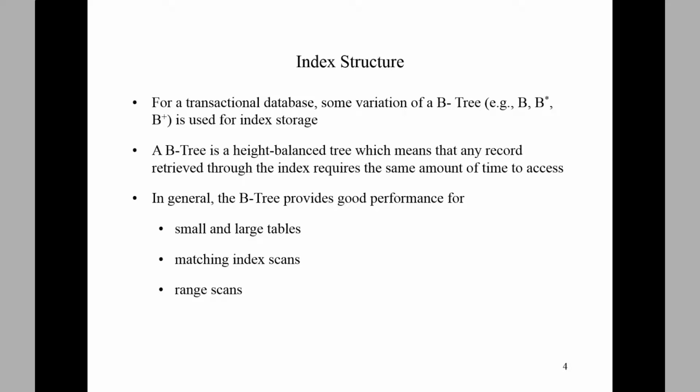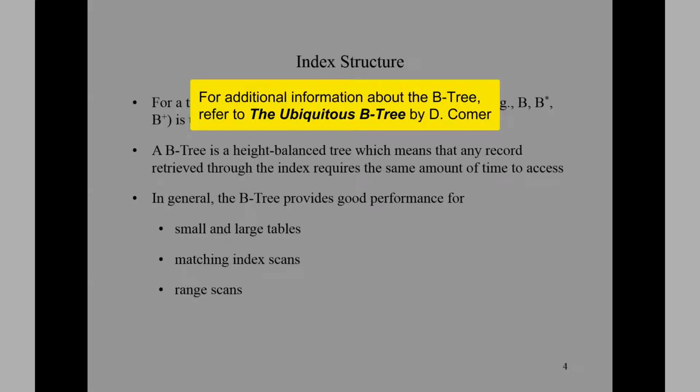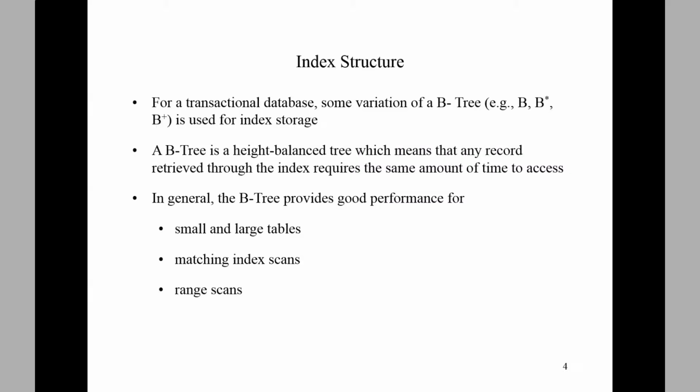We will now provide a basic introduction to a data structure called a B tree. For those interested in greater detail, refer to the paper by Douglas Comer, noted in the references at the end of the presentation. For a transactional database or an OLTP database, some variation of a B tree, whether it be an actual B tree, B star, B plus, whatever, is used for index storage.